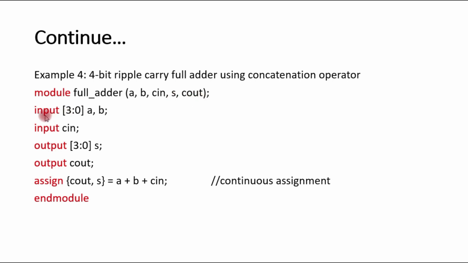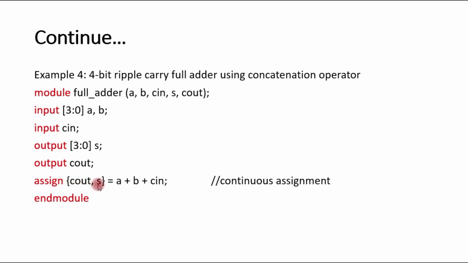So here inputs A and B are 4-bit numbers, so we are using a vector [3:0], and this shows A and B are 4-bit numbers. Input C in is a 1-bit number. It is the carry input. The output is the sum, and the sum will be a 4-bit number, so the vector is declared here as [3:0], and the output C out. C out is the carry output and the carry output will be a 1-bit number.